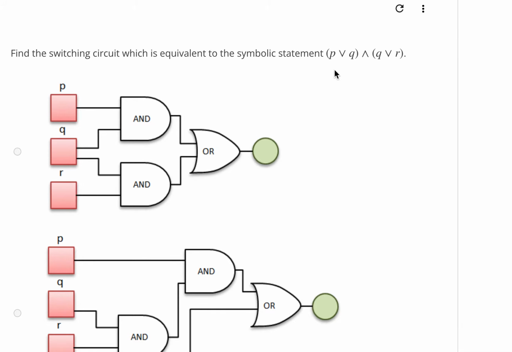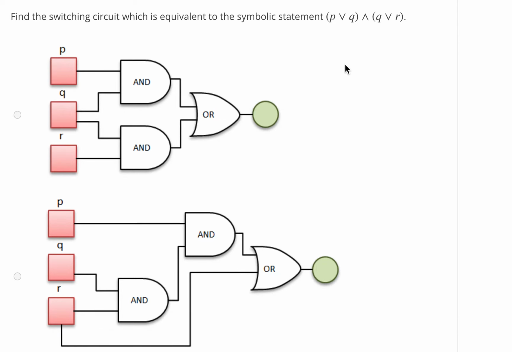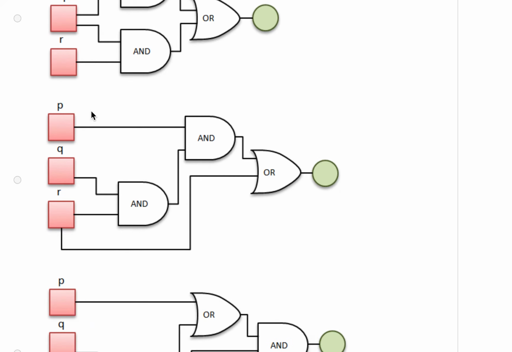Which is equivalent to these symbols over here. So we need P or Q. This one says P and Q, when those two lines meet up in the first set. That's not a good switch statement here. It's supposed to be an or statement, so this one can be ruled out. P does not get connected with Q in the first step, so this one can be ruled out.